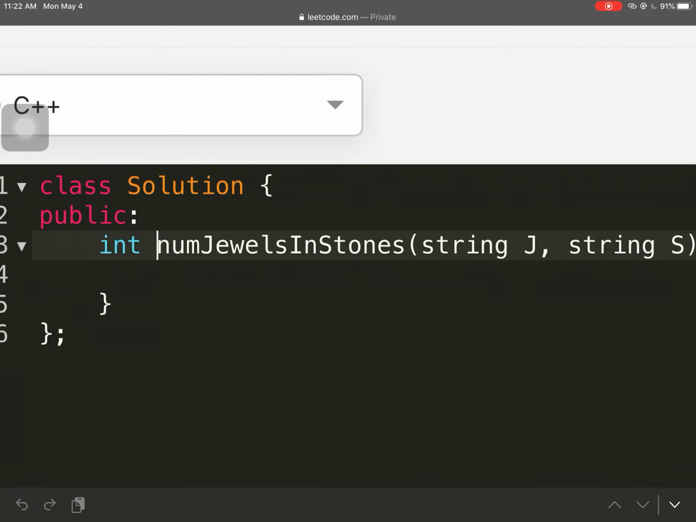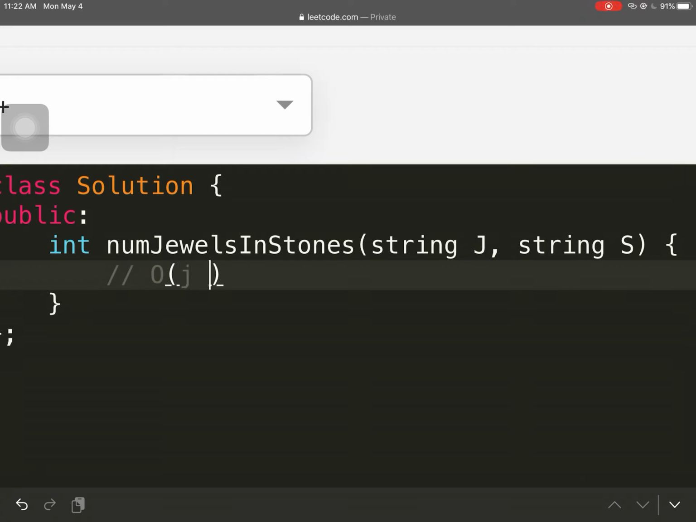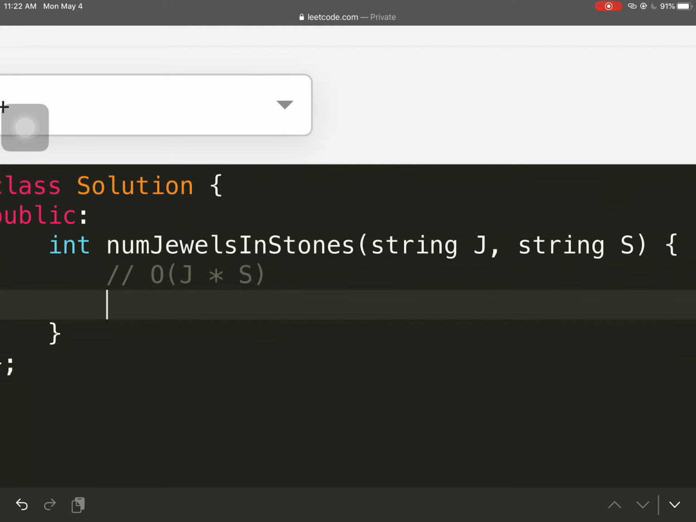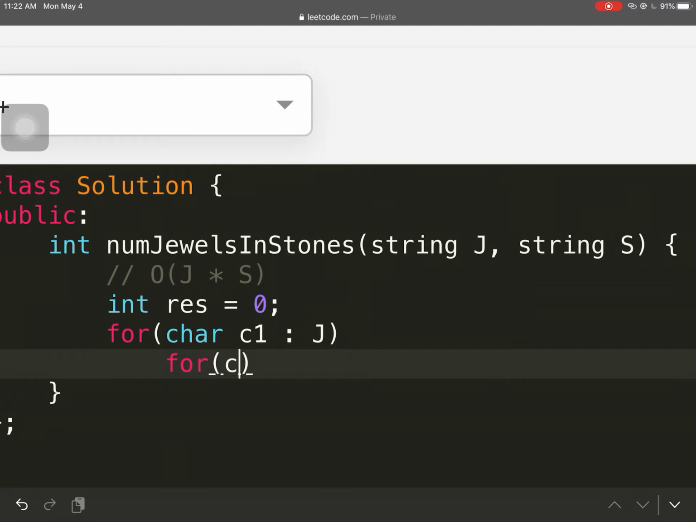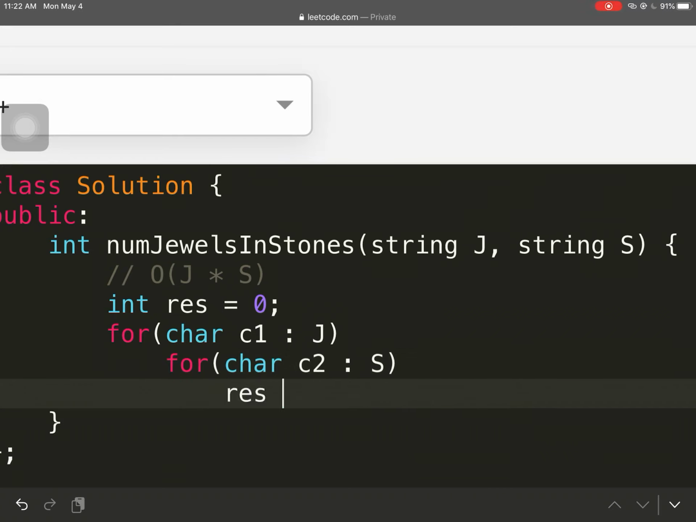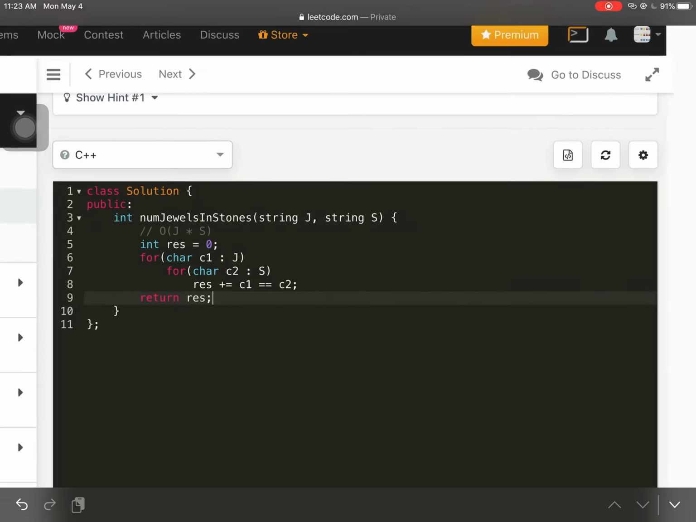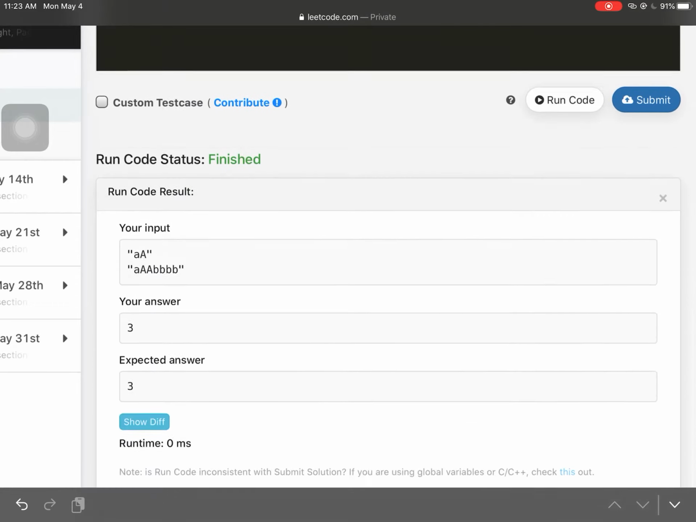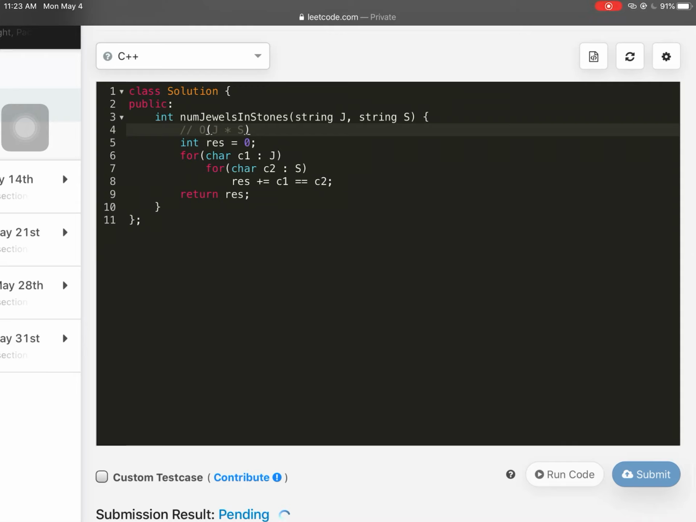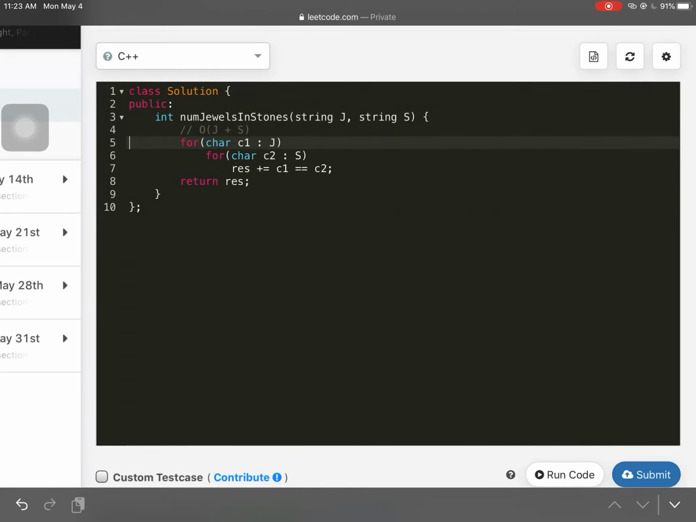And obviously we can use an O(J times S) solution. So the basic solution will be J times S, like this one. And result plus equals C1 equals C2, and return result. And this is obviously the correct solution, but it runs in O(J times S) time complexity, which is slow. So maybe we can search for the J plus S solution.